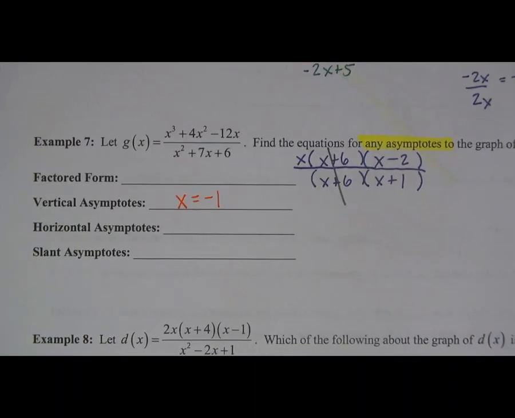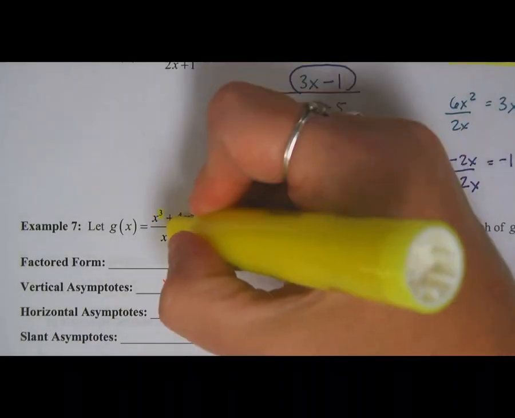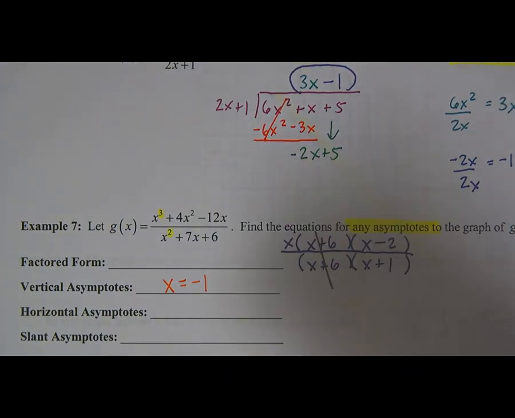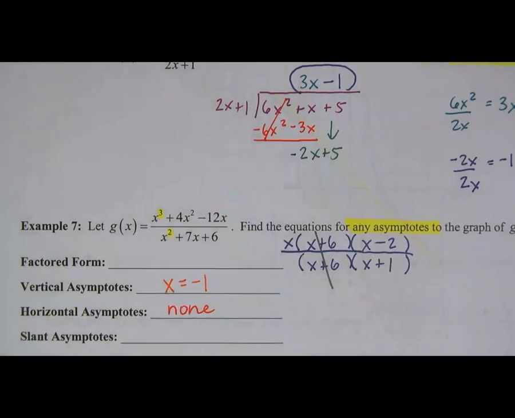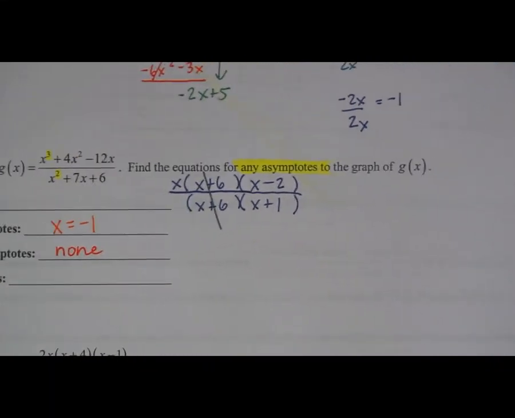No graph is going to have a horizontal and a slant. It's going to be one or the other or neither. So let's look at this. I go back up here. The degree on top is 3. The degree on bottom is 2. It's 1 bigger on top. There is no horizontal asymptote. We have to do long division to come up with the equation of the slant.